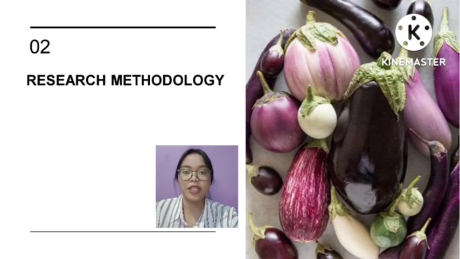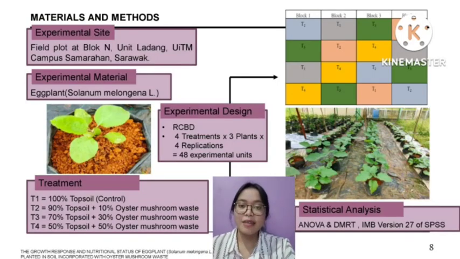Next, moving to the research methodology. The experiment was conducted at an established field plot at UiTM Sarawak for about 4 to 8 months, and the material involved was eggplant variety ARBCBJ 105. The experiment was conducted using a randomized complete block design with 4 treatments and replicated 4 times. The treatments are T1, 100% topsoil as control; T2, 90% topsoil and 10% oyster waste; T3, 70% topsoil and 30% oyster waste; and lastly T4, 50% topsoil and 50% oyster waste. As you can see, the figure on your right side is the treatment arrangement.